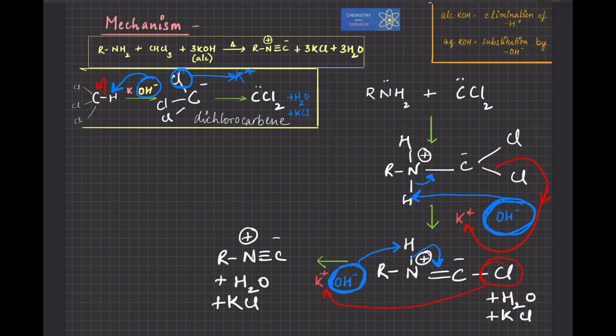The same reaction can be done for aryl amine, aryl primary amine. Now let us count how many number of molecules of KOH are used.